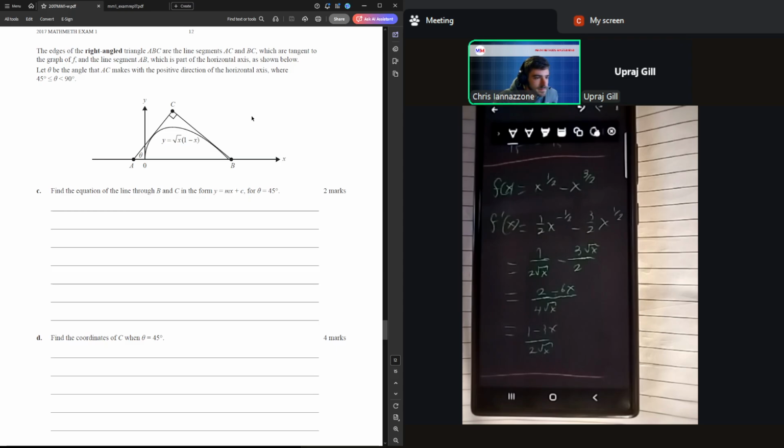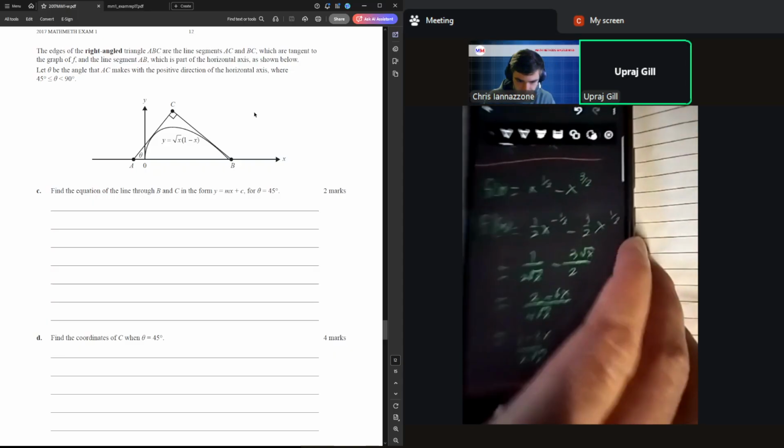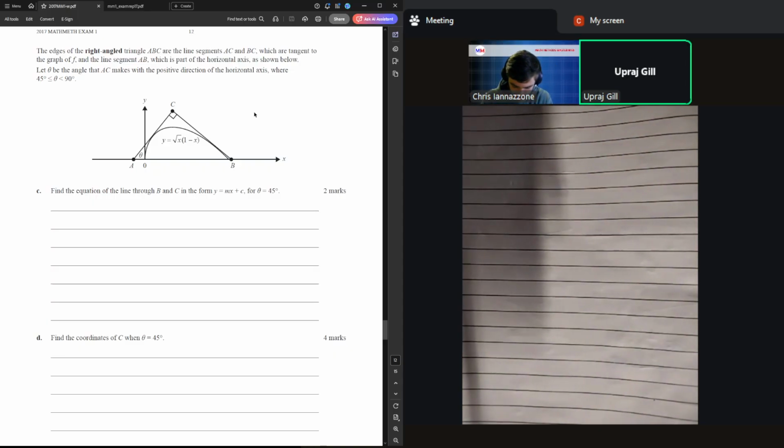Then plus C is going to be where it intercepts. And for that, we need to find a point. I think we can do that through the tangent. Let me write this down. We're on this graph where you have a gradient of negative 1. So we need to equate the derivative to negative 1.